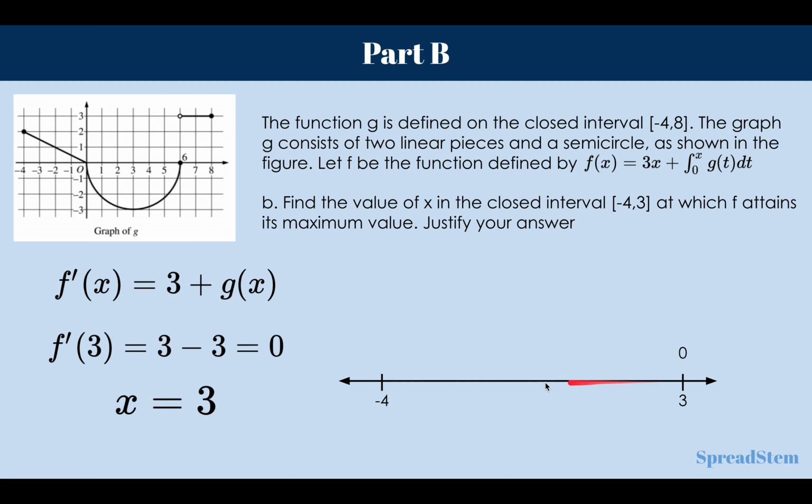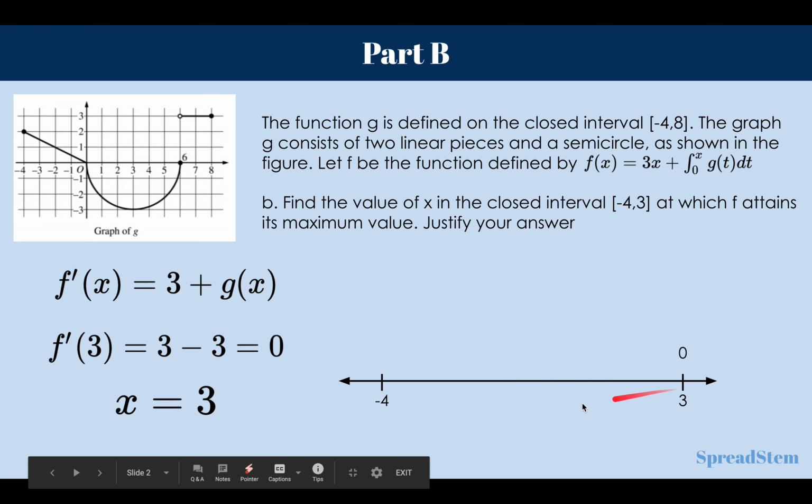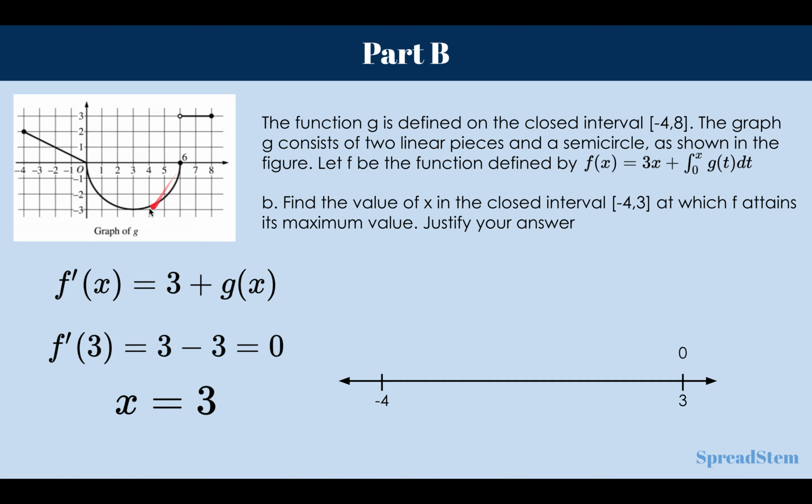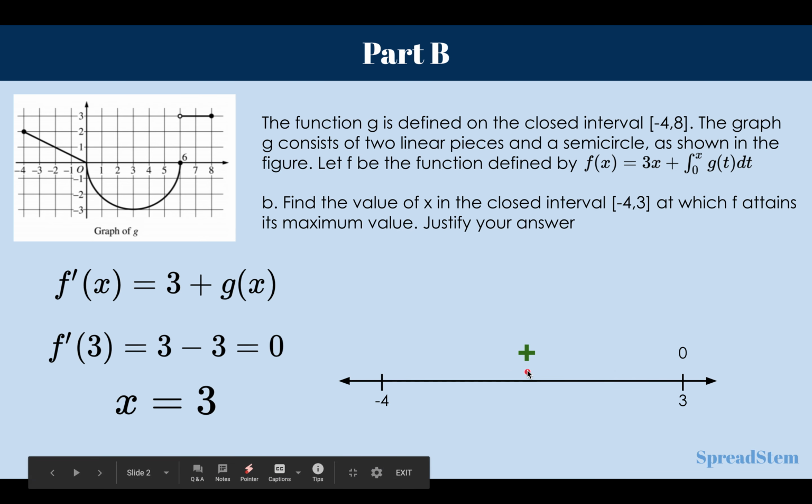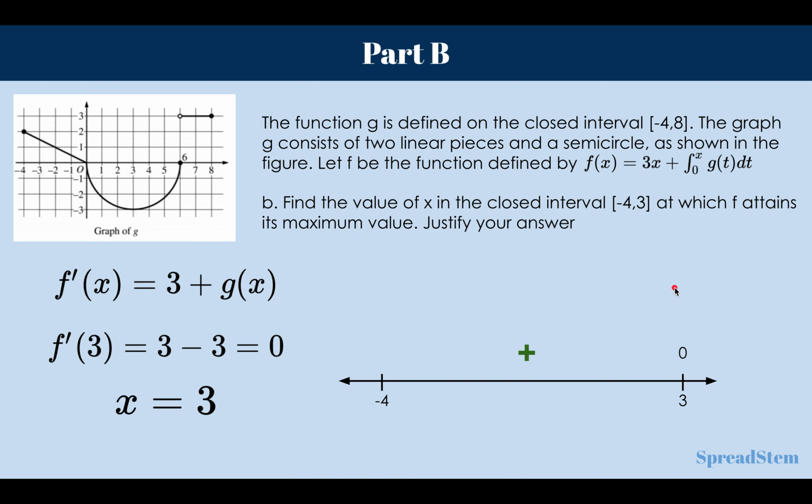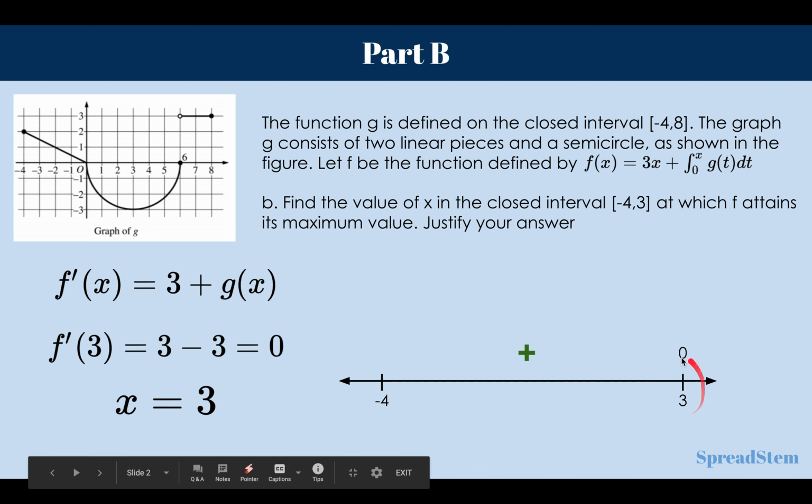And now we can test the points in this interval to see if the graph would be increasing or decreasing. You can see that for any point less than x equals 3, g of x is greater than -3. So in the interval, the derivative would be positive, meaning the graph increases. Since the graph increases from -4 to 3, we know that the maximum value must occur when x equals 3. So the value of x where f attains its maximum is 3.